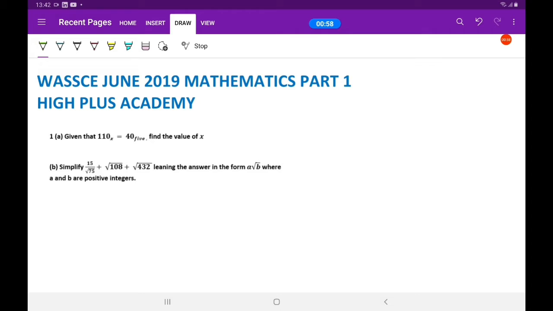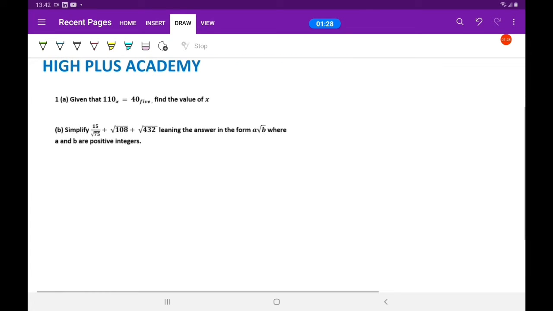Now, question 1 says, given that 110 base x equals 40 base 5, find the value of x. Anytime you are given any question in WASSCE, the first thing you do is to quickly identify which topic it is. And the topic for question 1 is binary numbers. The question says we should find x. You will notice that you are given for the left hand side 110.